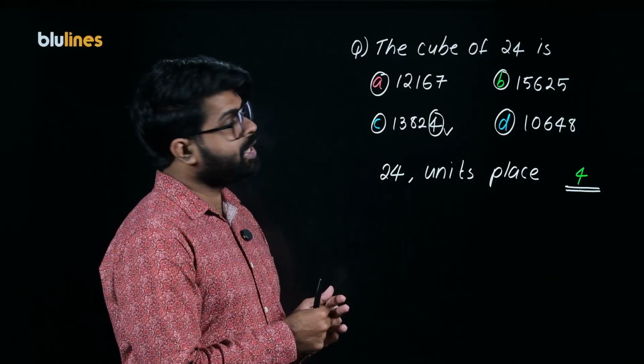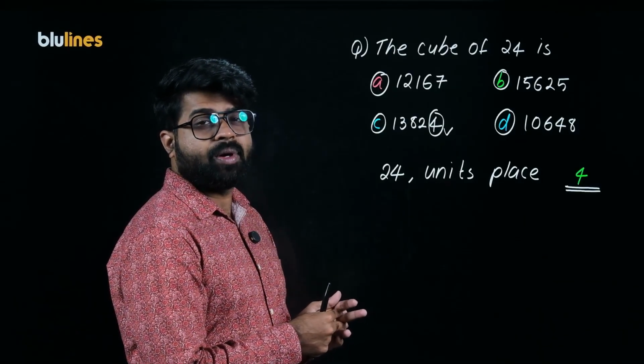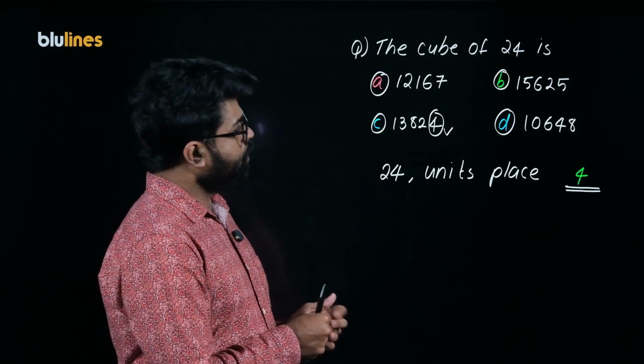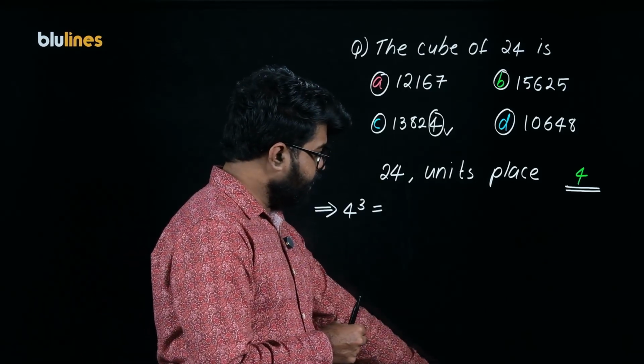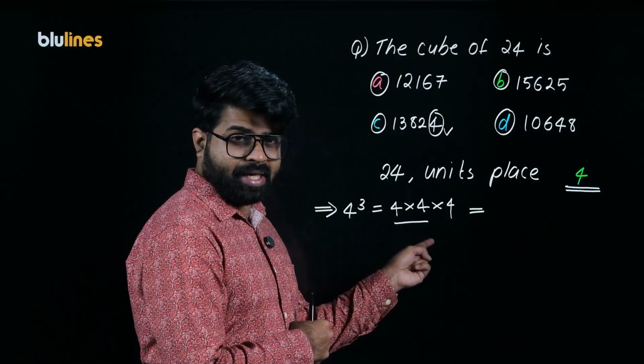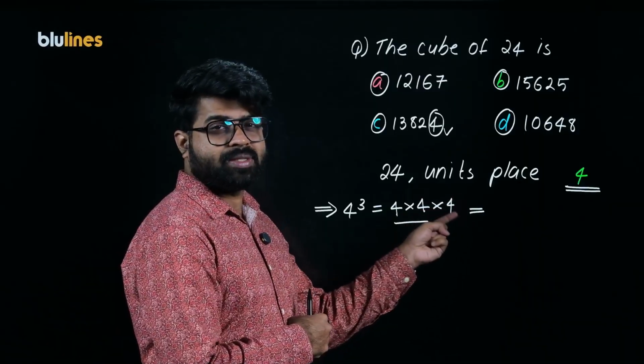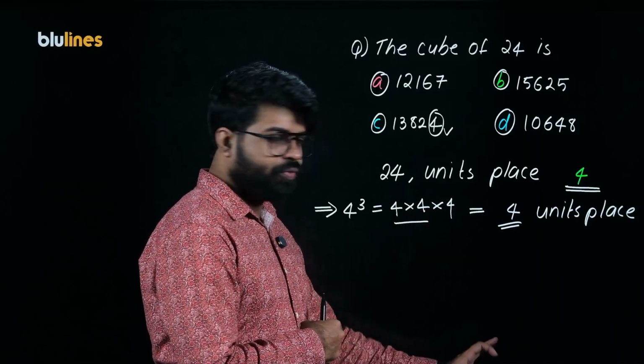So I can see the options, whether there exists a number such that the cube of that number must be equal to 4 cube. We know that 4 cube is equal to 4 into 4 into 4. What is 4 into 4? It is 16. What is 16 into 4? It is 64. So the units place must be equal to 4.